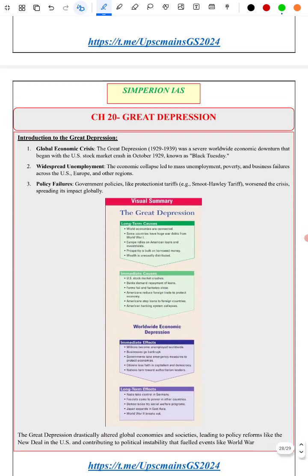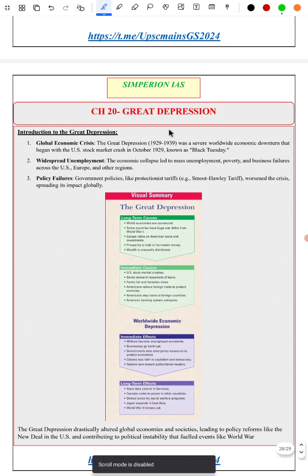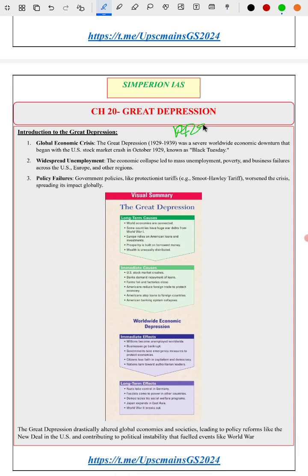Next, we are given the Great Depression. The important event happened around 1929. It starts with 1929. We are given an introduction. The important issues to discuss in the Great Depression are the causes and the consequences of the Great Depression on the world.